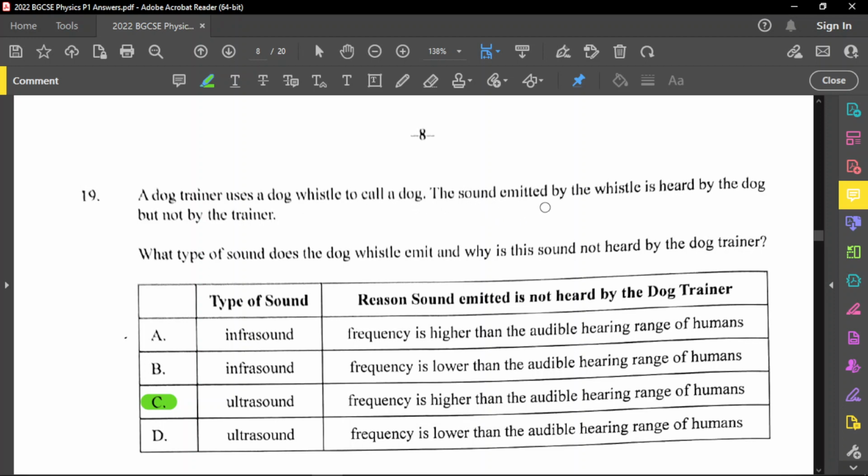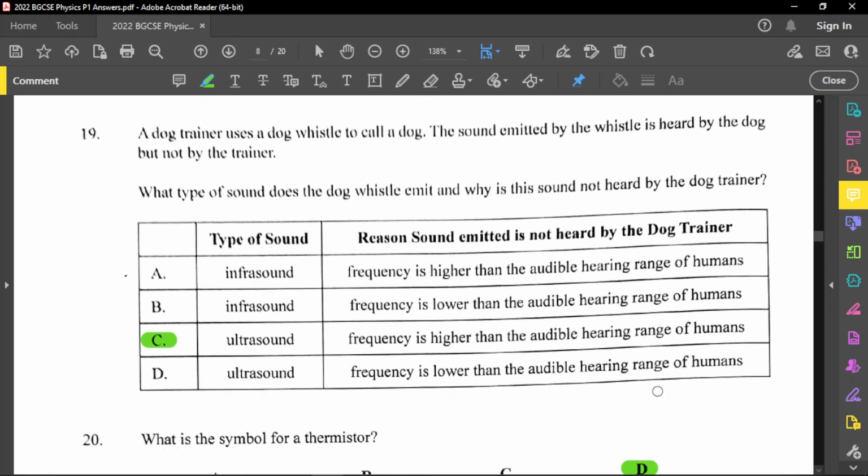The sound emitted by the whistle is heard by the dog, but not by the trainer. What type of sound does the dog whistle emit, and why is this sound not heard by the dog trainer? Simply, sound that human ears cannot pick up is really ultrasound, simply because it has high frequency. So this is a direct answer here. Option C is the correct answer: ultrasound, and it's very high frequency, above human hearing.